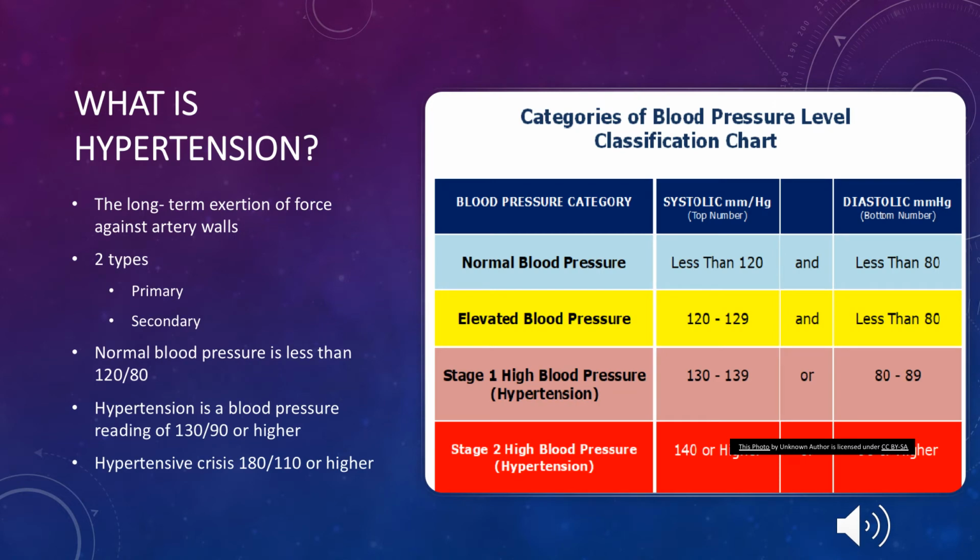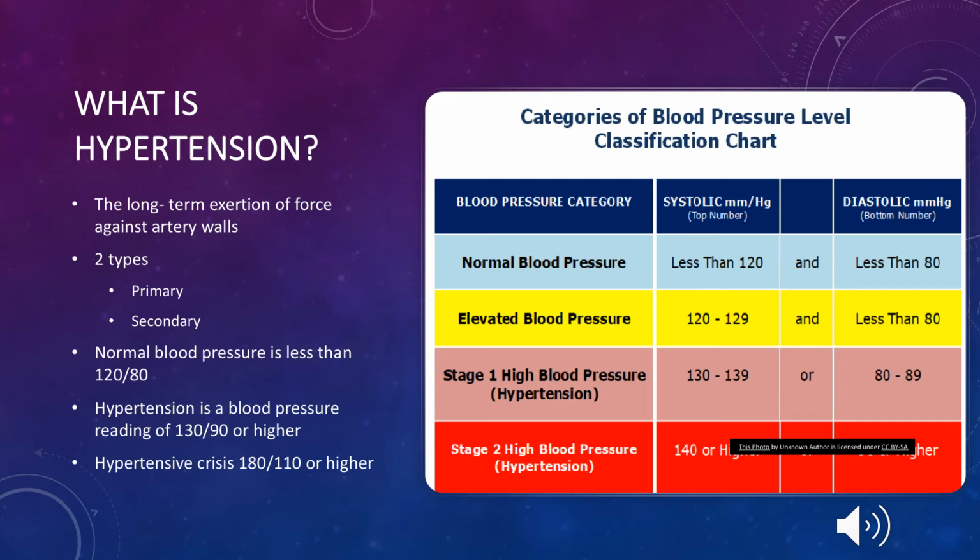What is hypertension? Hypertension is the long-term exertion of force against the artery walls. Arteries are involved in circulation and function by carrying blood away from the heart to the rest of the body. There are two types of hypertension, primary and secondary. Primary hypertension is the most common and has an unknown cause, while secondary hypertension is related to other underlying chronic illnesses.